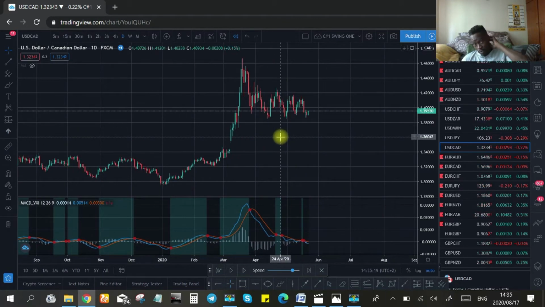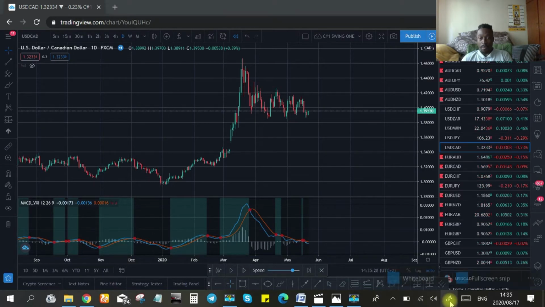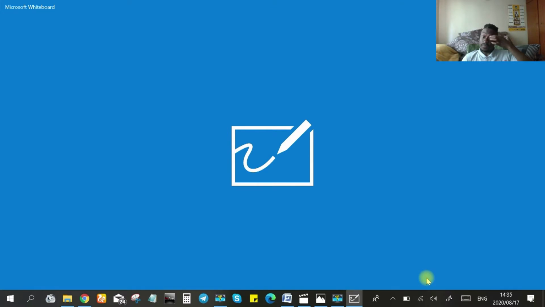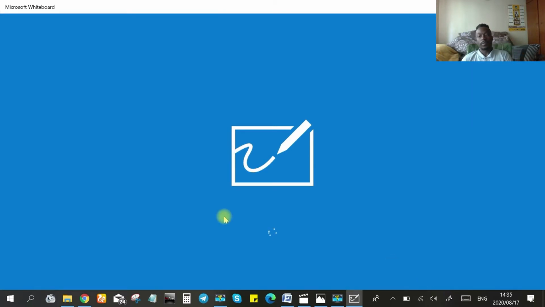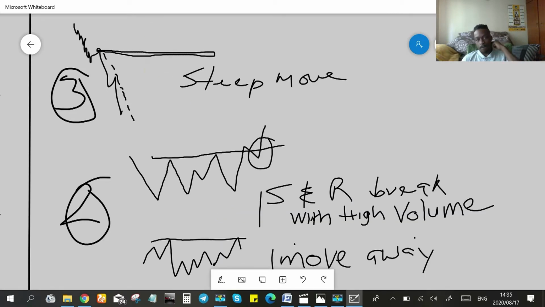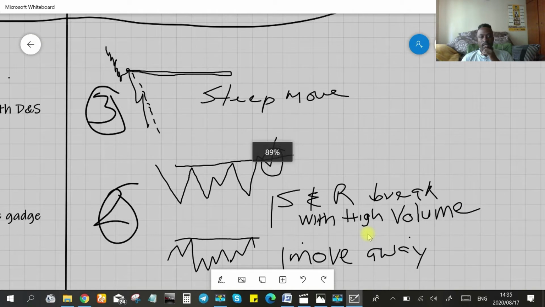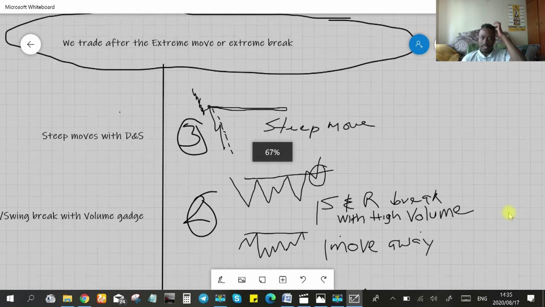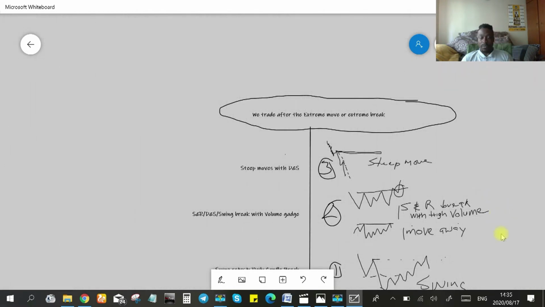This is just an example using daily. What is a swing? The swing is when you do something like this. Let me go to a drawing board. I have a drawing board here. I have my work done here. Let me not erase this because I'll use it later.